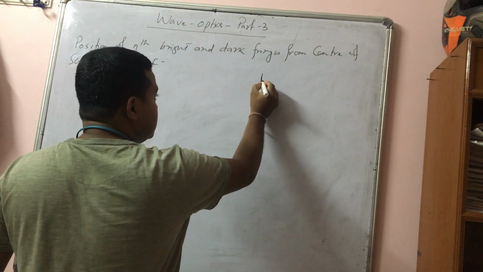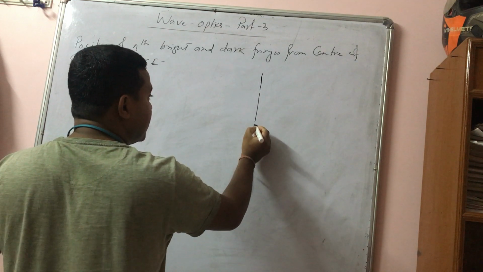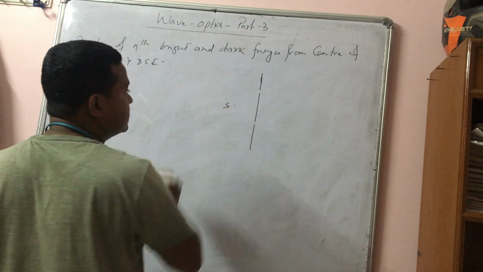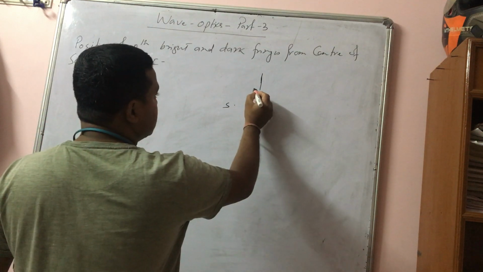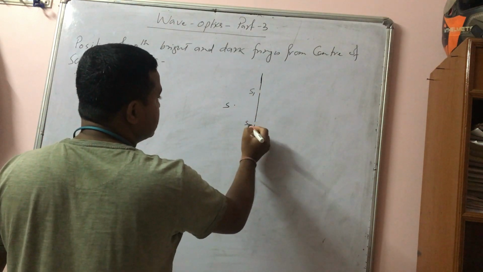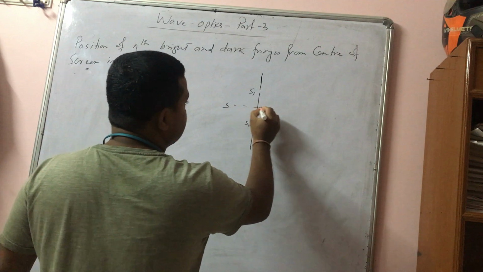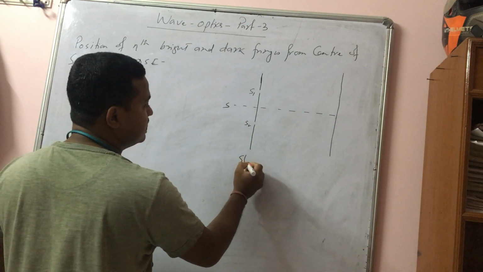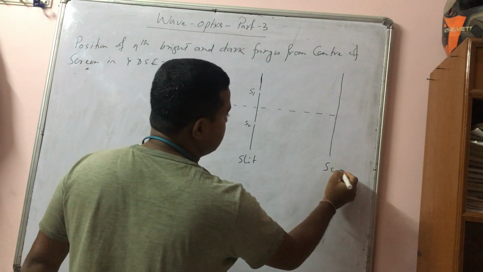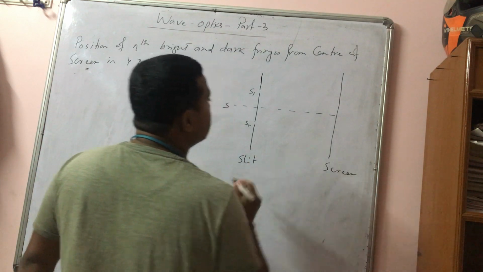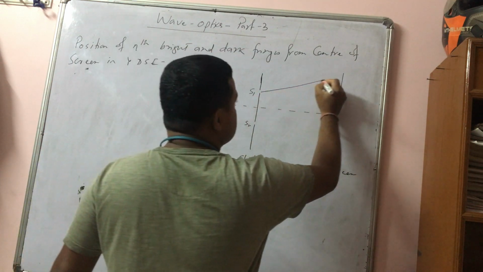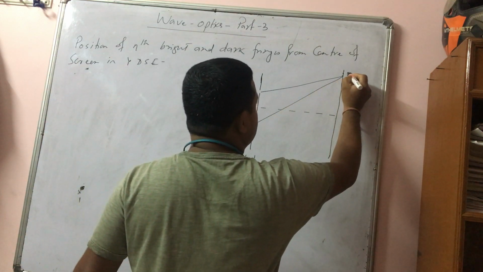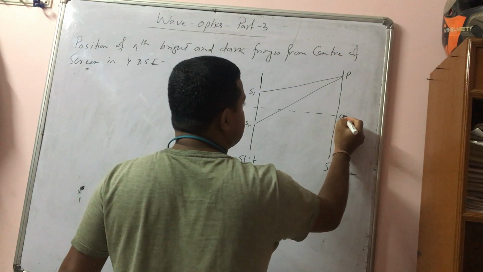Here I will discuss the positions of bright and dark fringes from the center of the screen in Young's double slit experiment. Suppose these are two slits S1 and S2, they are coherent sources, and this is the screen. Now suppose this is one light beam and this is another beam, they meet at this point P.